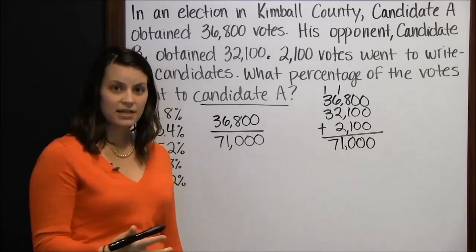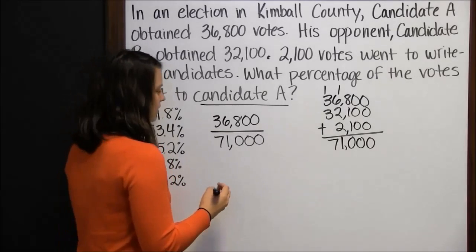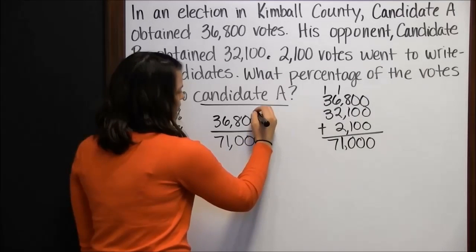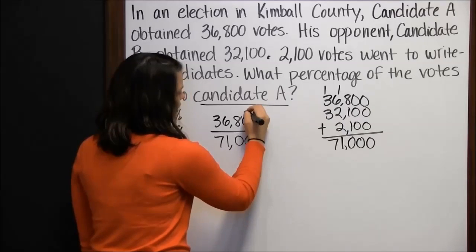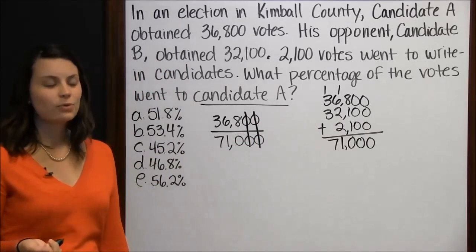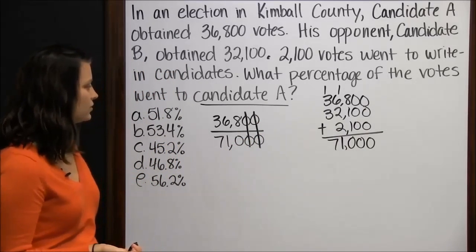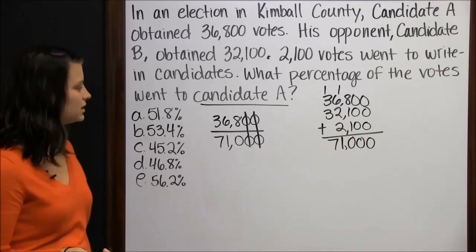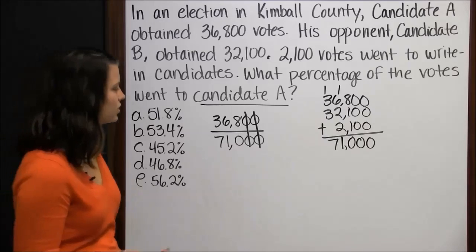Now to find our percent, we need to divide. That'll give us our decimal, which will then change into a percent. But before I divide, I'm going to first simplify this fraction by canceling 2 zeros. And now my division will be a lot easier. So we need to divide 368 by 710.